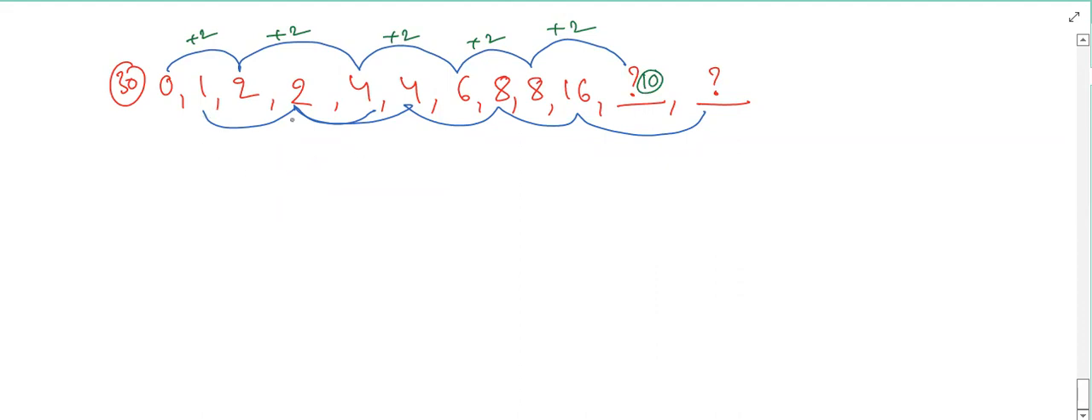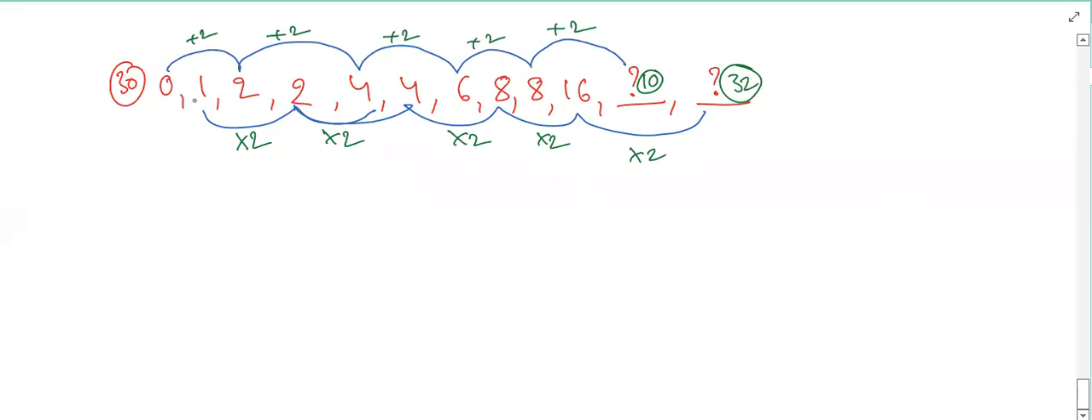What about this one? 1, 2, 4, 8, 16. 1 plus 1, 2, 2 plus 2, 4, 4 plus 4, 8, 8 plus 8, 16. Adding the same number is nothing but multiplication by 2, right? Doubling a number, nothing but multiplied by 2. So 32. 1 into 2 is 2, 2 into 2 is 4, 4 into 2 is 8, 16 into 2 is 32. That is the another answer.